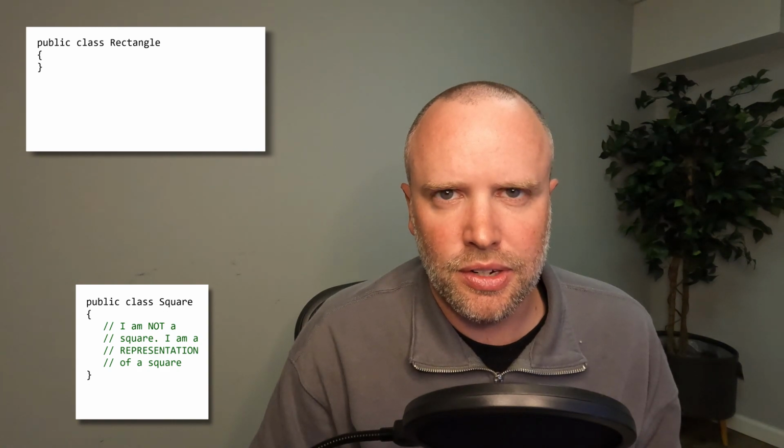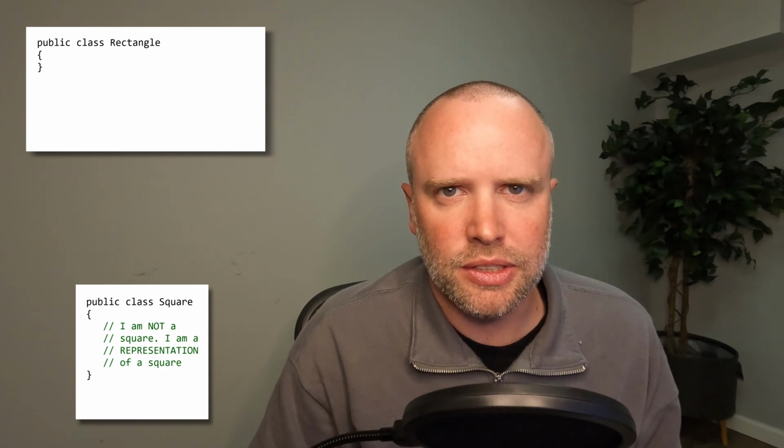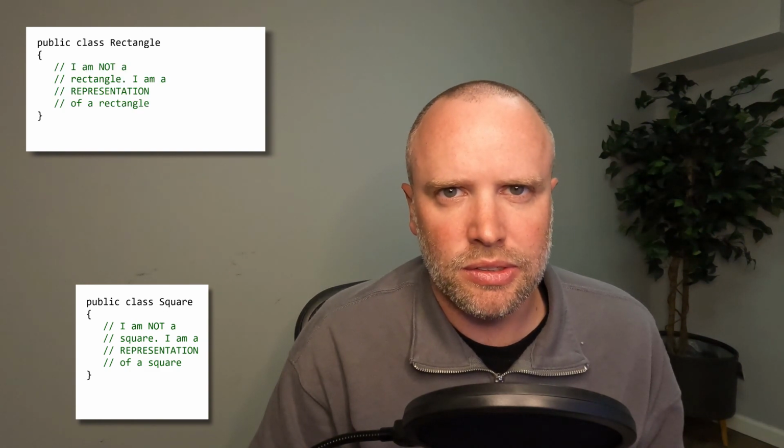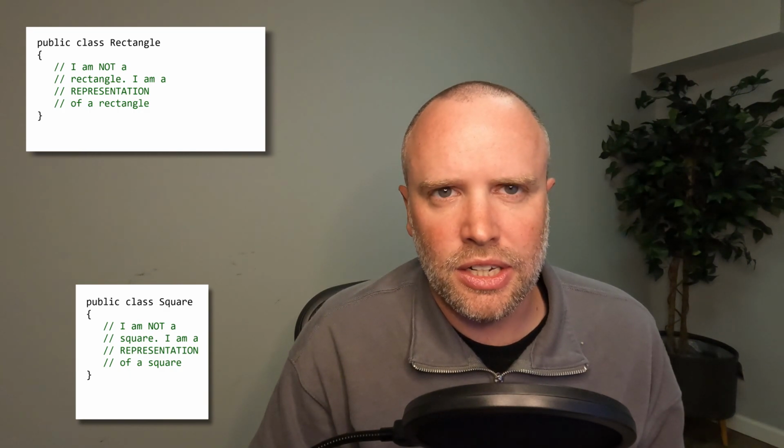The class square isn't an actual square. It represents what a square is. The square class describes what a square is, but isn't the actual square itself. This is at the heart of what good object-oriented programming is, and to fully understand what the Liskov substitution principle states: the thing the class is doesn't correlate exactly with the concept it represents.